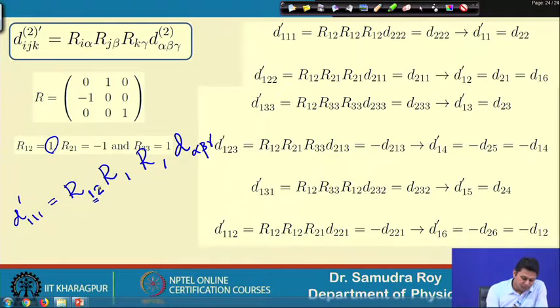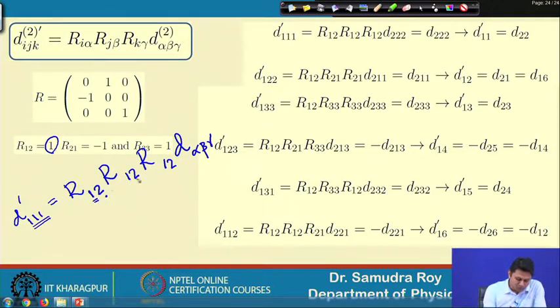If you put 1, then R11 is 0, so the entire multiplication will go to 0. For non-zero elements, I am just writing what the non-zero elements should be here. So, you have to put R2 here. In the same way, since it is 1, you have to put R2 here and 2 here, so that you have non-zero elements here. All the other elements will vanish once you find D111.